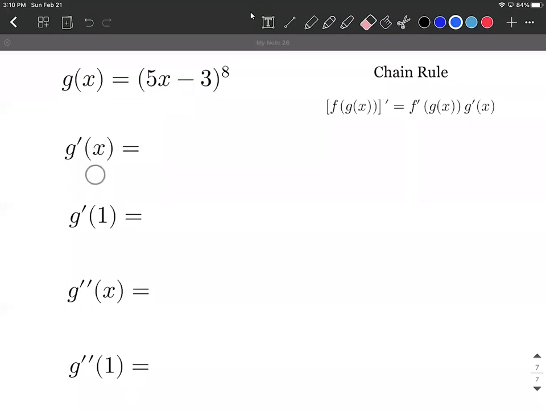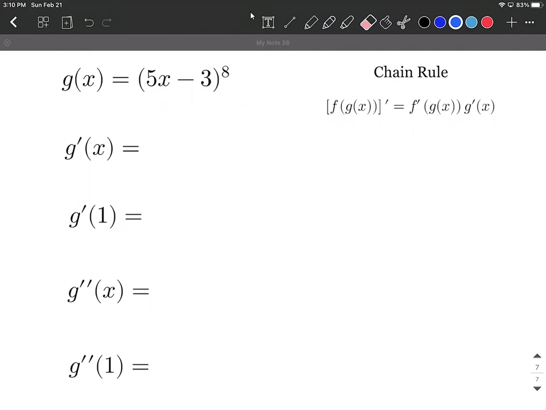So we're going to take the first derivative, evaluate that at a given value, take the second derivative, and also evaluate that at a given value. Throughout, we're also going to talk about what that means for our graph when we evaluate at 1 for both the first and second derivatives.